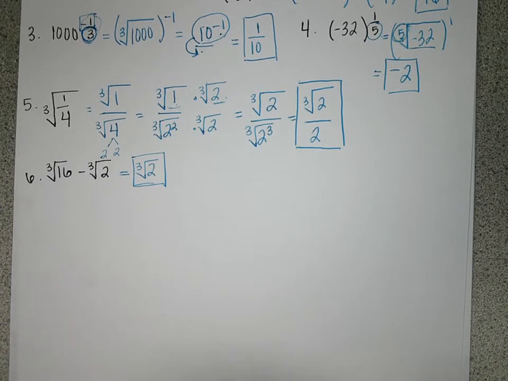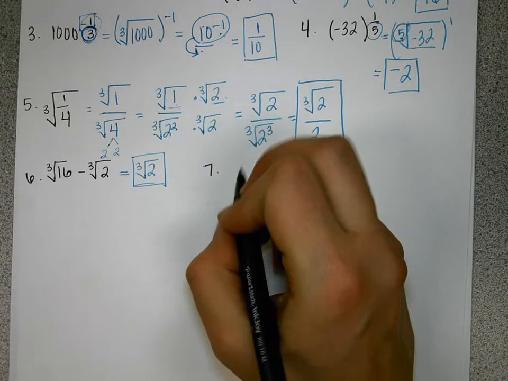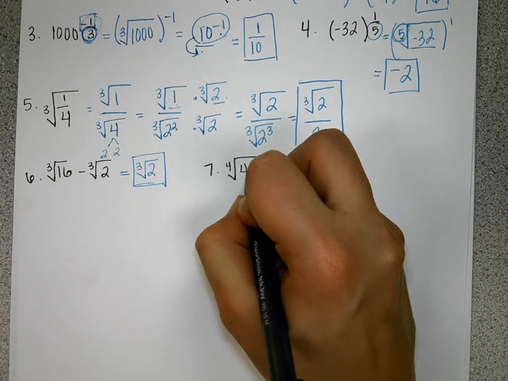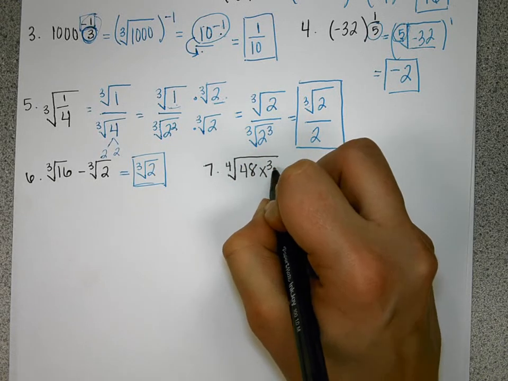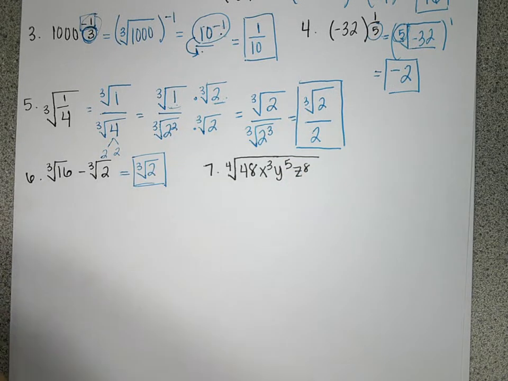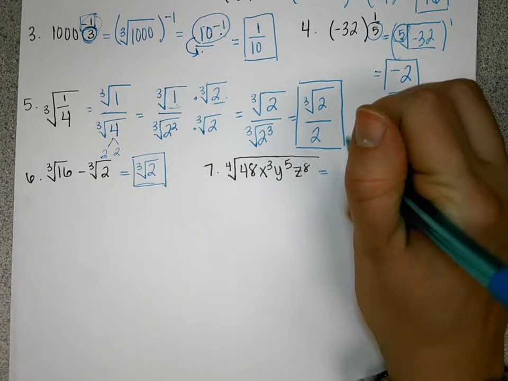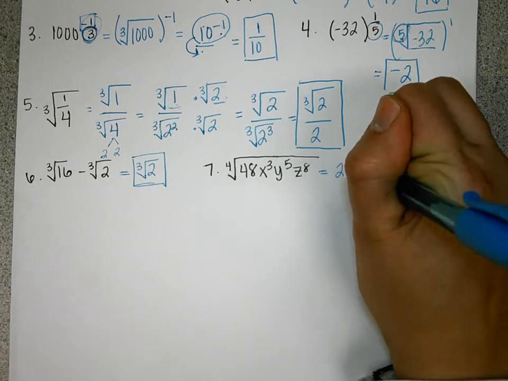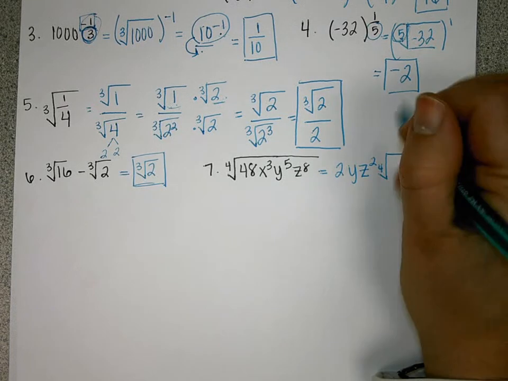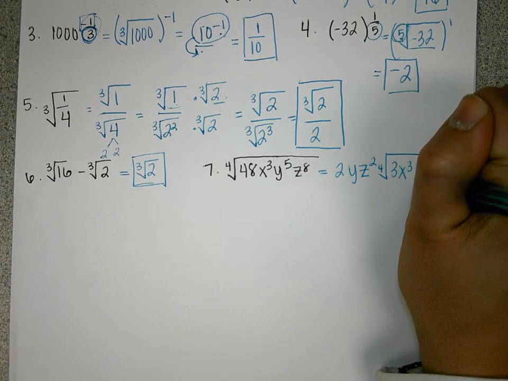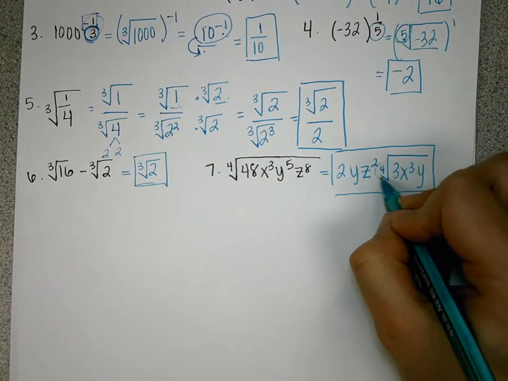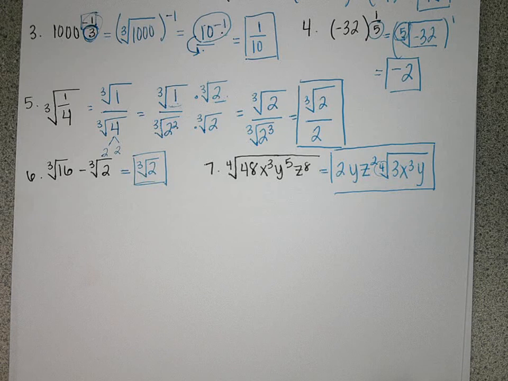Okay? Number 7, same thing. We did it as the AO yesterday. So that is the 4th root of 48, x to the 3rd, y to the 5th, z to the 8th. I'm not going to do all of the work because we already did it, but the answer should have been 2y z squared, 4th root of 3x cubed y. So that is the full answer. A lot of you were just forgetting to write the 4th root there, so make sure that you are paying attention to that.